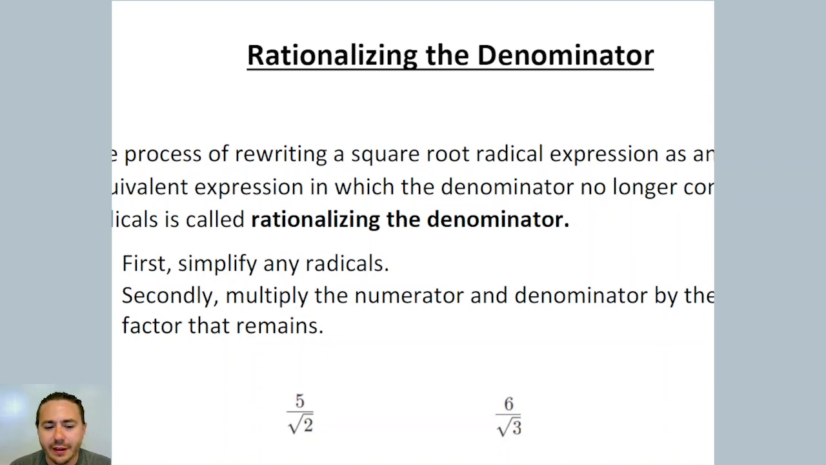I guess what I'm trying to say is that it's just a conventional way of writing fractions. In other words, this is just how mathematicians for hundreds of years have agreed that it is better to write a fraction with a square root in a way that it's not in the denominator, just for various reasons. So let's just go over how to do that.